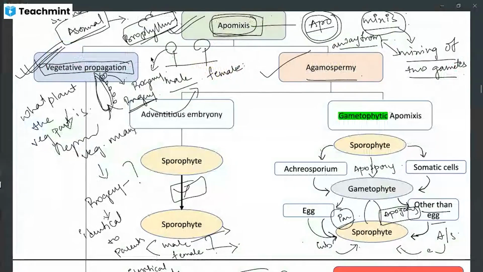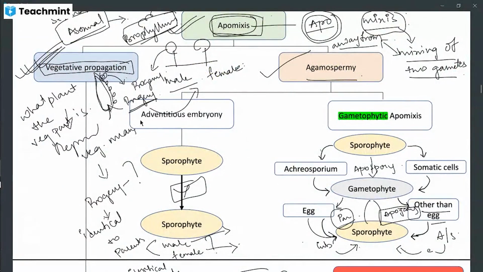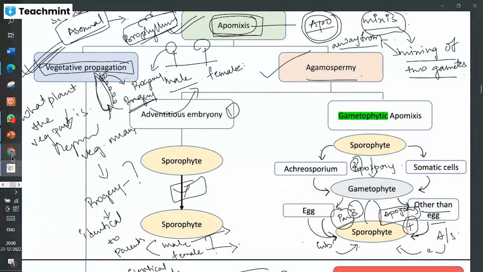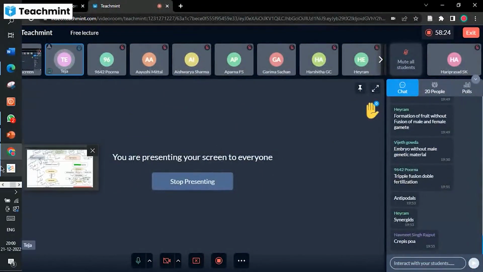This is the classification of apomixis. Hope you guys are following. And we saw four different terms: apospory, parthenogenesis, apogamy, and adventitious embryony. Other than this, did anyone hear about an extra term in asexual reproduction of crop plants? You can write in the chat box.